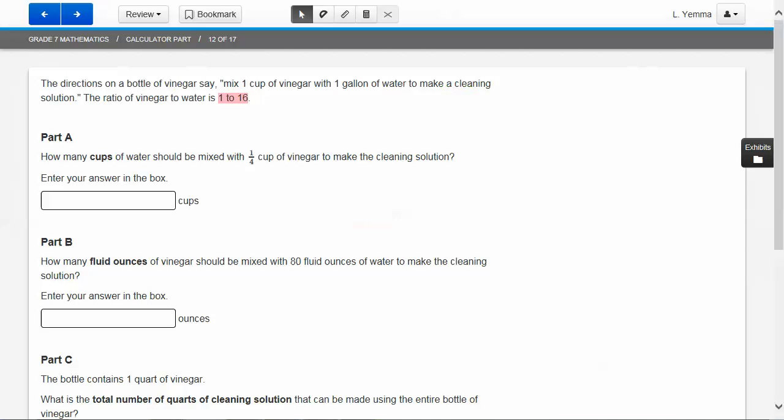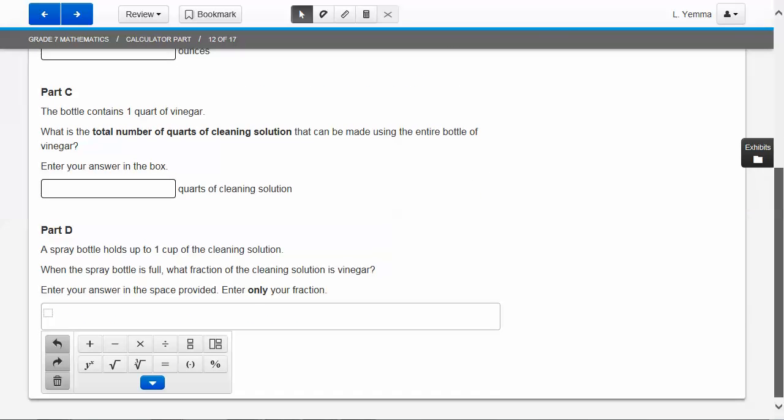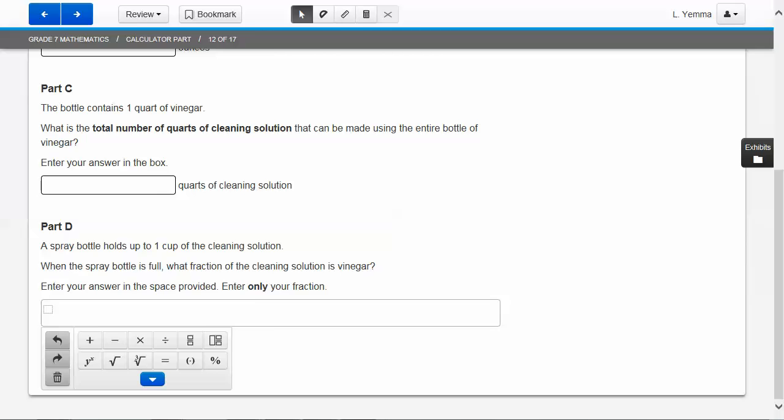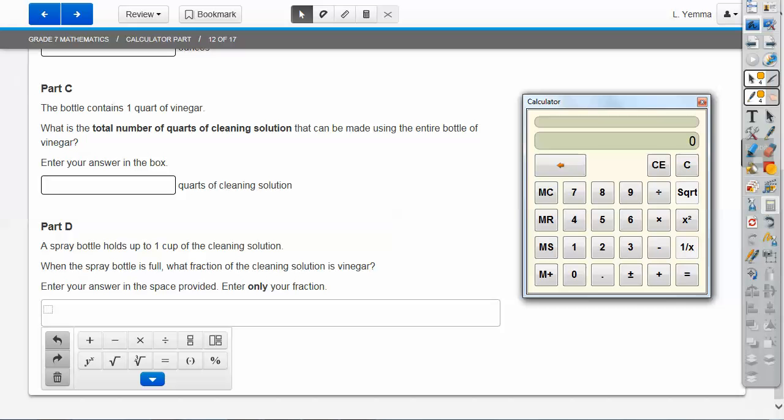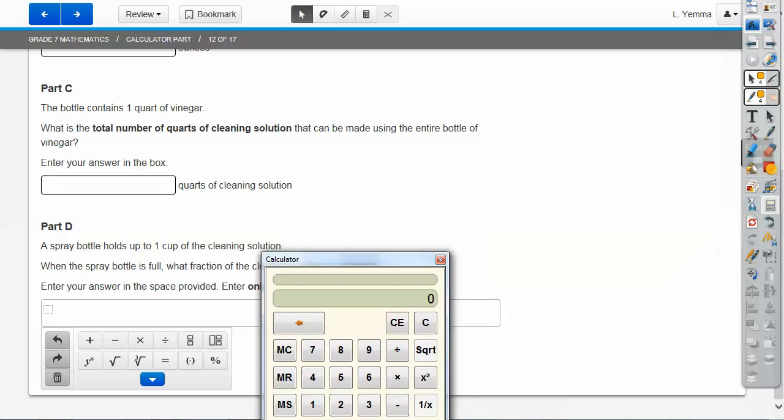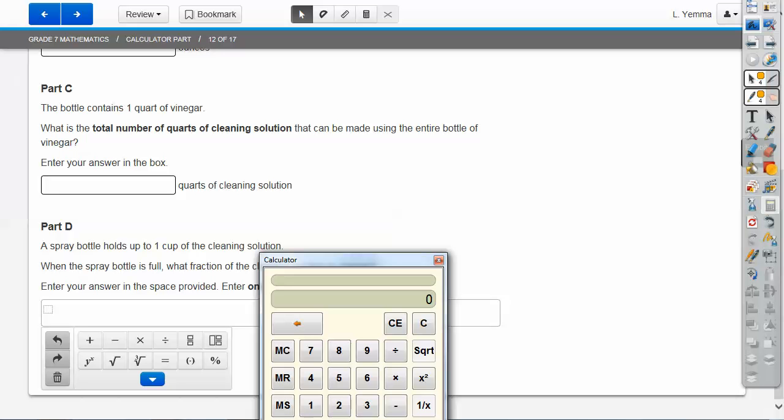I need to scroll down now. So then part C is now asking, what is the total number of quarts? So now we want the total number. Well, if I have 1 quart of vinegar, and I have a 1 to 16 ratio, how many quarts of water do I need? Well, obviously I need 16. So if I have 1 quart of vinegar mixed with 16 quarts of water, I have a total of 17 quarts of liquid, which is 17 quarts of cleaner.